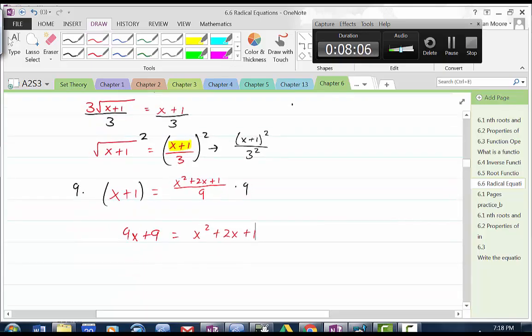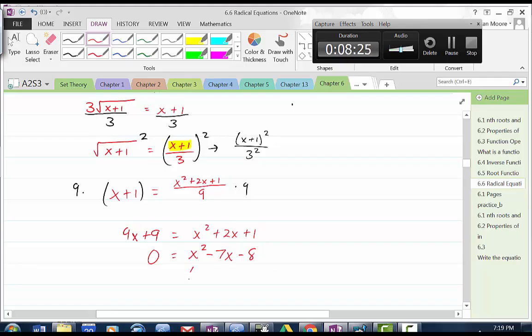So why not take the 9x and the 9 over? If I took the 9x and the 9 over, I'm left with 0 over here. Subtracting 2x minus 9x, I'll have x squared minus 7x. Subtract 9 from 1, minus 8.